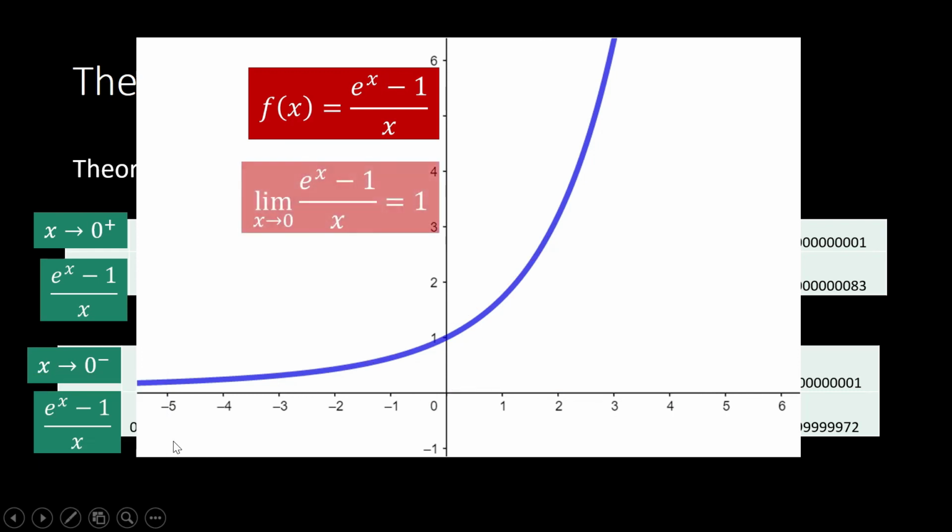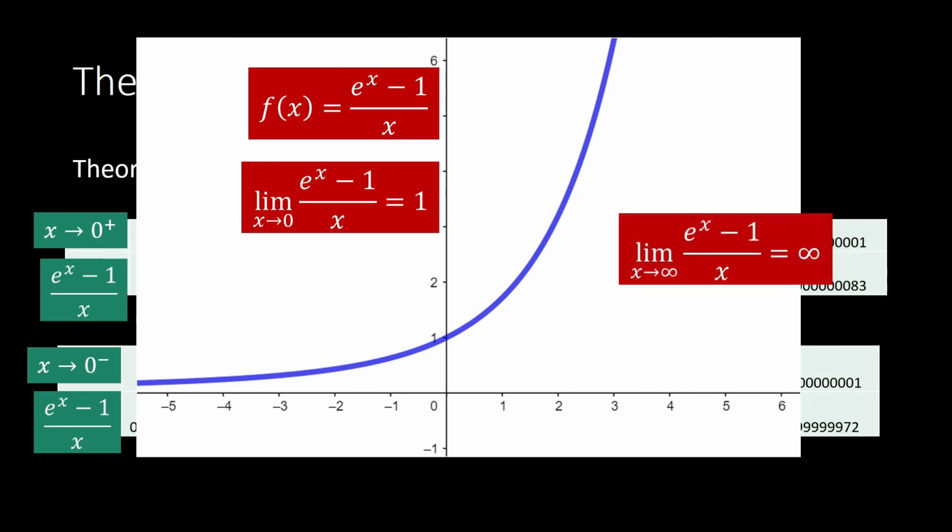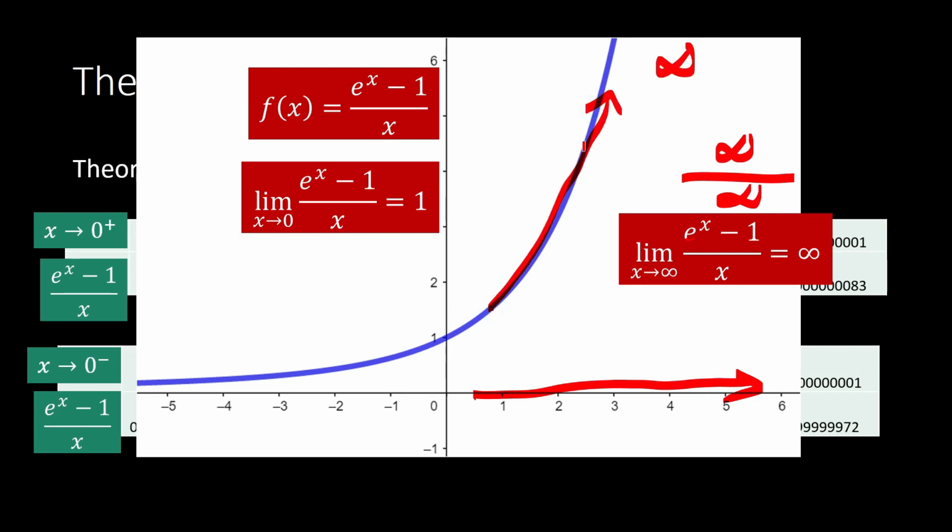This graph, the graph of the function we are working on, is also revealing some other things. For example, the limit of (e^x - 1)/x as x approaches infinity is infinity. If we apply our limit theorems here, we will get something like infinity divided by infinity, which is an indeterminate form. But looking at the graph, as x approaches infinity, our function increases without bound. So it approaches infinity.